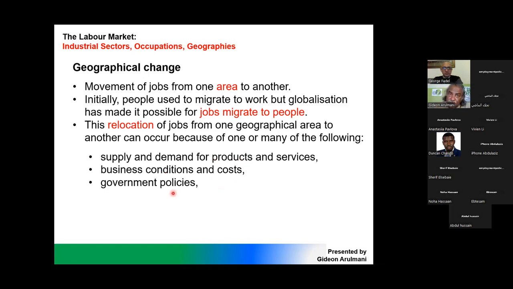Government policies. What I hear very much these days is that in the Gulf countries, your government policies are trying to broaden out and create other kinds of employment opportunities for your young people. So government policies can cause this change.